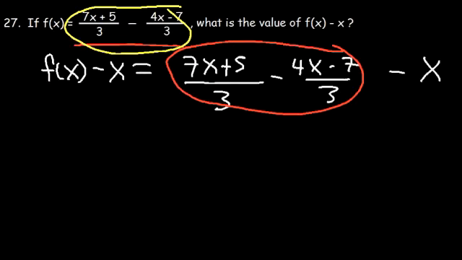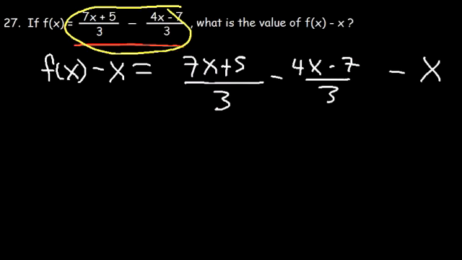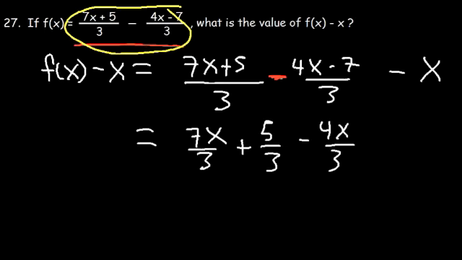So now let's see if we can simplify the expression on the right side. And let's just see what happens. So 7x plus 5 over 3, we can separate that into two fractions. That's the same as 7x over 3 plus 5 over 3. And we can separate 4x minus 7 into two fractions, but at the same time, we're going to distribute this negative sign. So it's going to be negative 4x over 3, and then negative times negative 7, that's going to be positive 7 over 3, and then minus x.